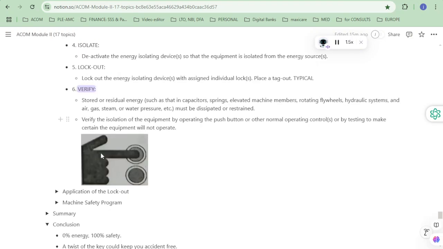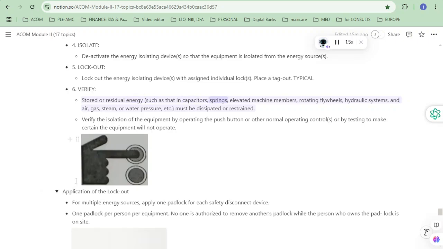6. Verify. Stored or residual energy, such as that in capacitors, springs, elevated machine members, rotating flywheels, hydraulic systems, and air, gas, steam, or water pressure, etc., must be dissipated or restrained. Verify the isolation of the equipment by operating the push button or other normal operating control(s), or by testing to make certain the equipment will not operate.